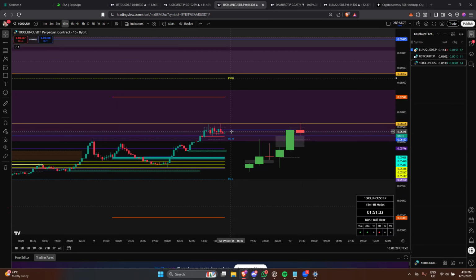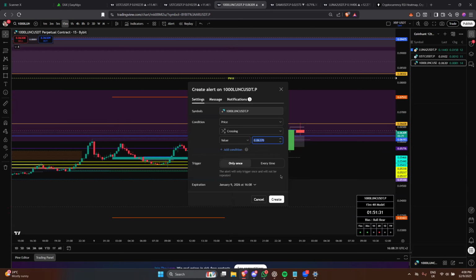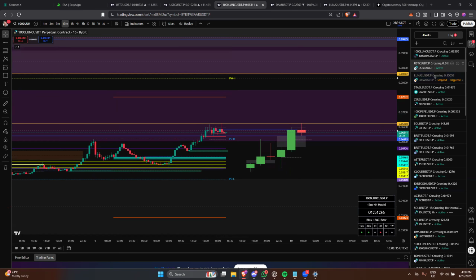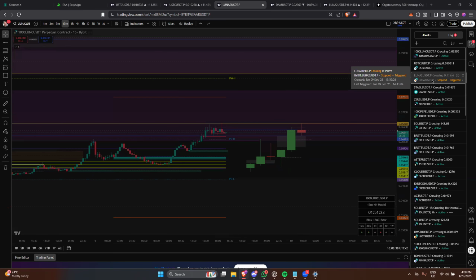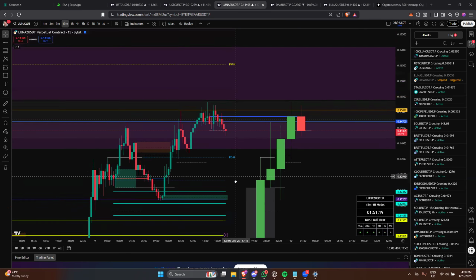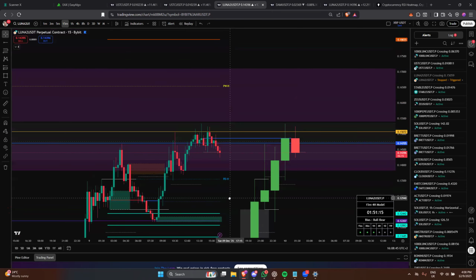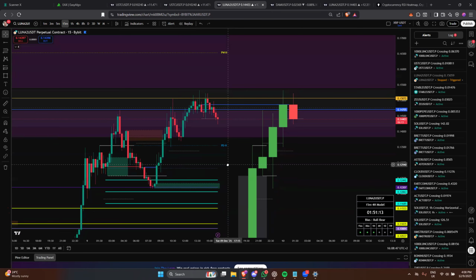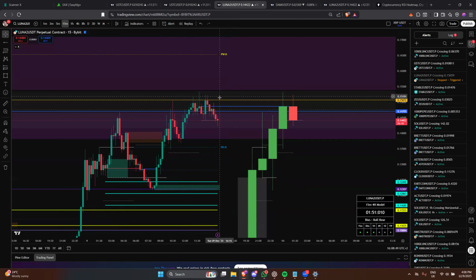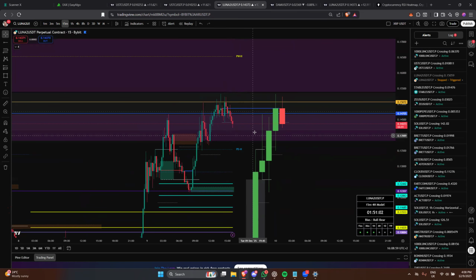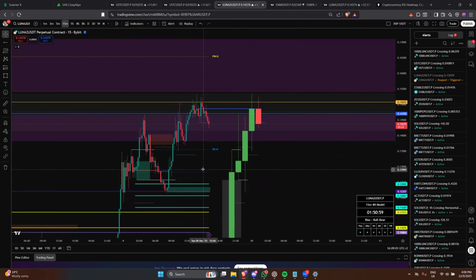Actually, where am I going to mark this one here? No, mark it here. There we go. Let me just see Luna. Look at Luna. So it's completely rejected off that weekly opposing. Then this is your monthly opposing. It's now in the fair value gap that's inside the flip zone.